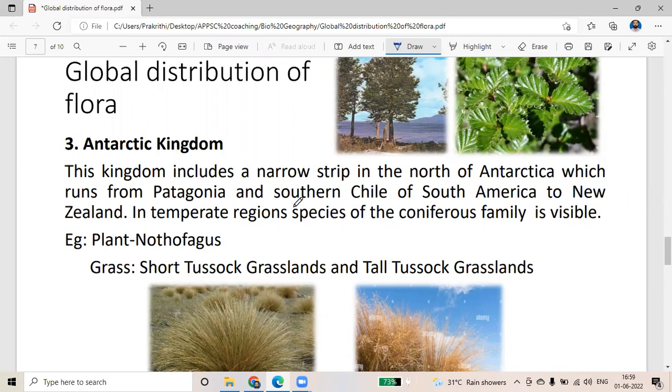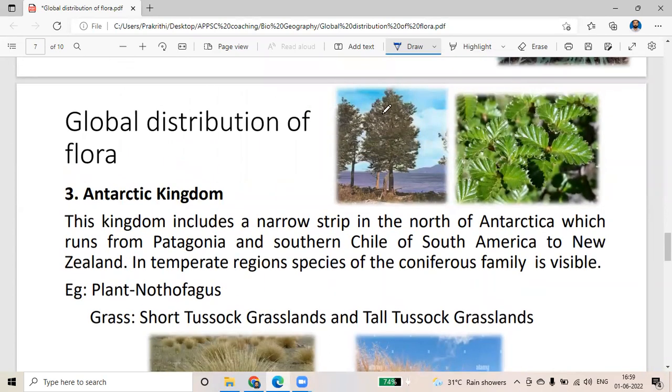So here mostly the vegetation, the big big trees, will come from the coniferous family. It is of the coniferous family type. If you look, it will be like this, coniferous, so such a forest cover will be in that place.